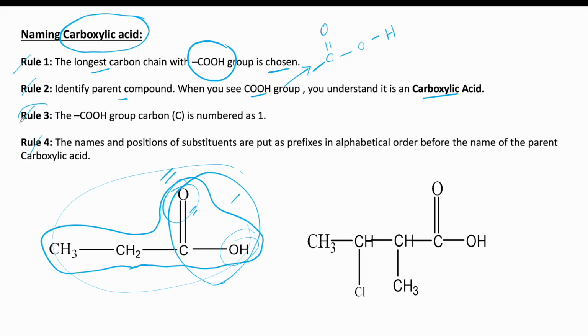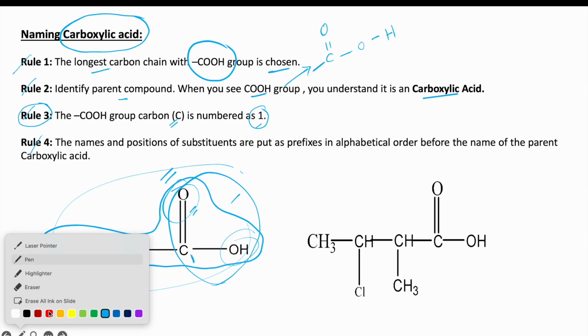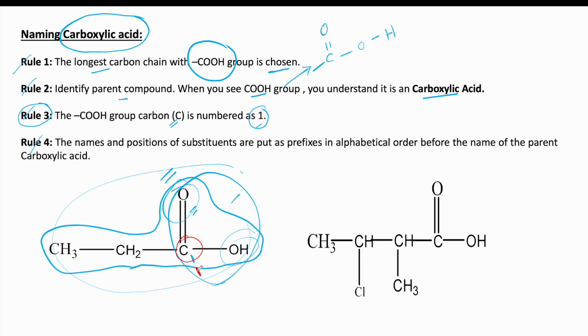Now, the most important rule, which is rule number 3. The COOH group carbon is numbered as 1, which means this carbon is going to be numbered as 1. So automatically this carbon is going to be numbered as 2 and this carbon is going to be numbered as 3. Rule number 4, the names and positions of substituents are put as prefixes in alphabetical order before the name of the parent carboxylic acid. However, in this compound, we don't have any substituent, so we don't need to think about that.